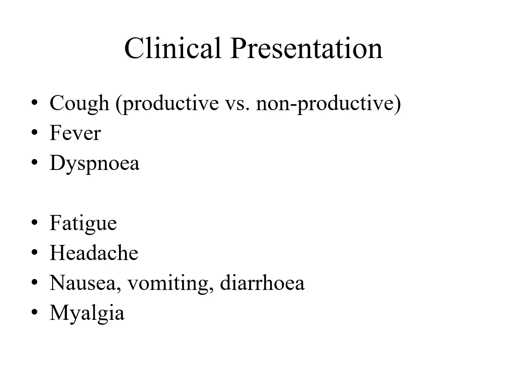Clinical presentation in case of pneumonia: we have cough, productive in case of typical pneumonia and non-productive in case of atypical pneumonia, fever, dyspnea or shortness of breath, general fatigue, headache, the patient might have nausea, vomiting, or even in certain instances diarrhea, and he's going to have myalgia or muscle ache.